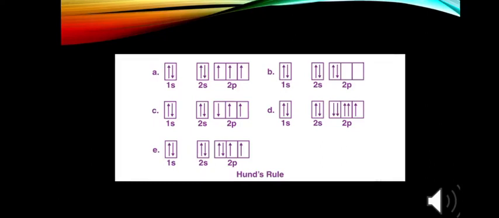Alright, then in the configuration E, we have 1s and 2s completely filled, and after that they have first singly filled each and every subshell, and after that they are completing the remaining electrons with the spin down. So this configuration is also the right one. I hope you will understand the concept of Hund's rule of maximum multiplicity with the help of these examples, because these examples are clearly depicting how we have to fill the electrons according to Hund's rule in different sublevels of the orbital.